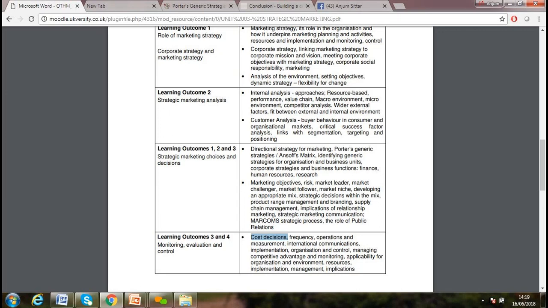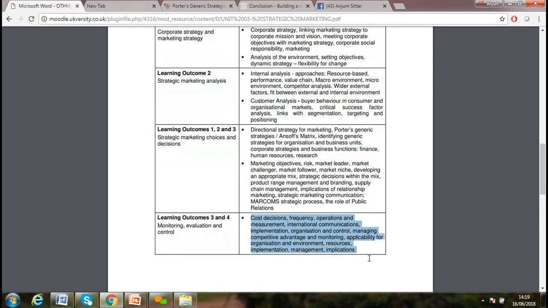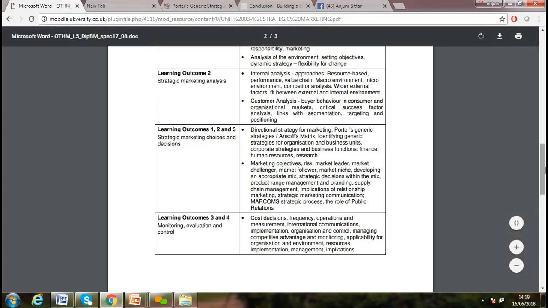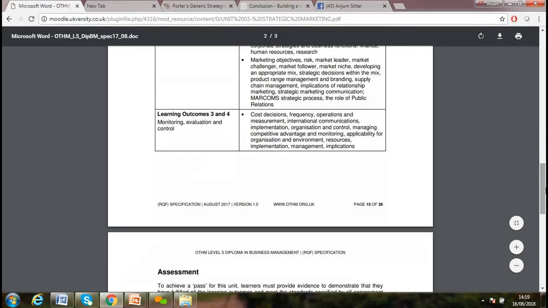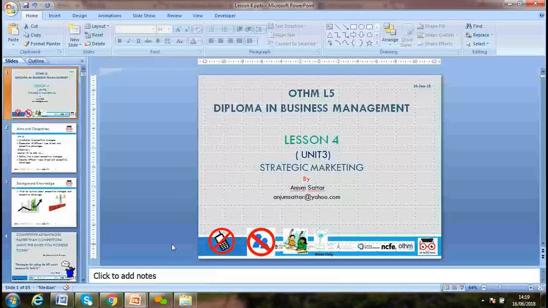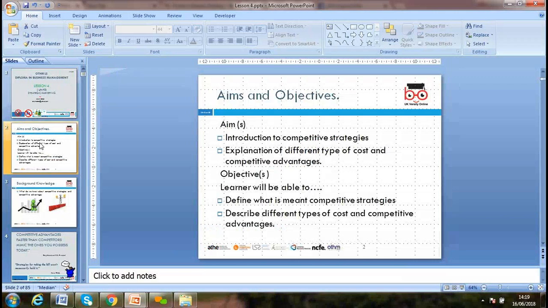Okay, thanks. So we'll discuss different sorts of control applicability for an organization: environment, resource, implementation, management, and implication. So let's start our proper lesson now. Lesson 4. Today's lesson aims and objectives.